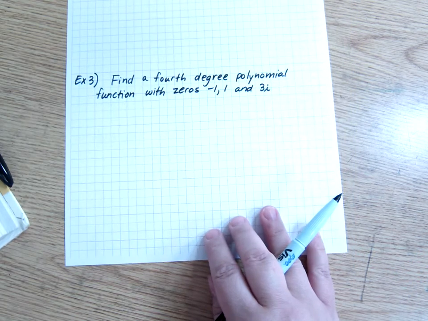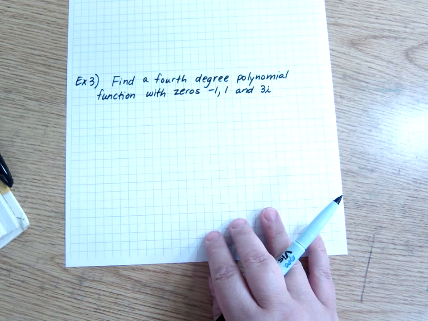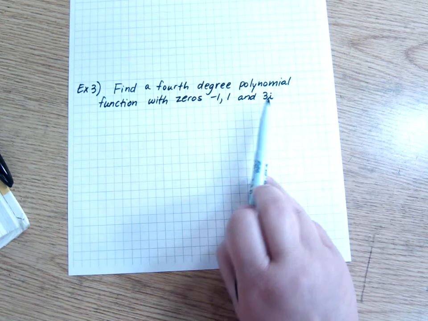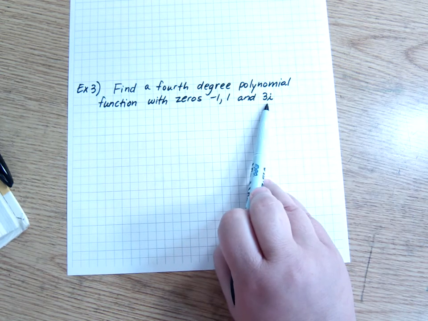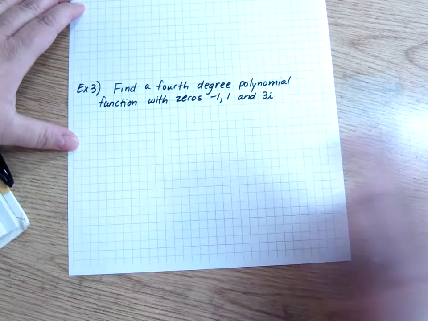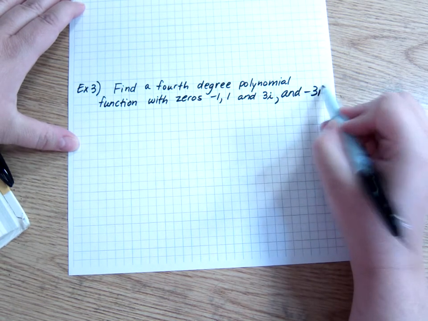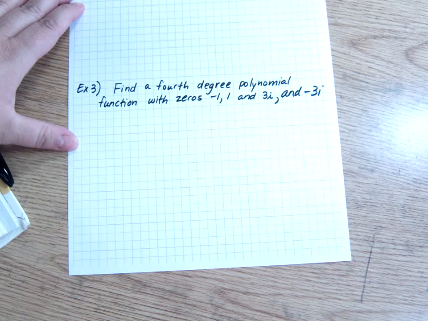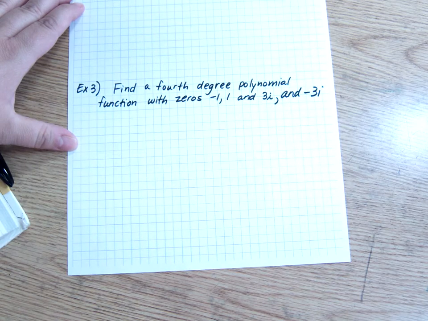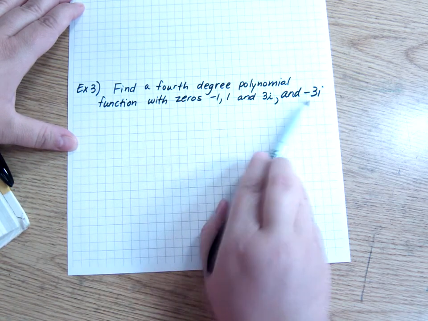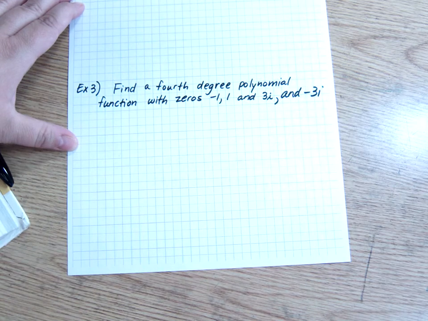This is going the opposite way. This is taking some roots and writing a polynomial from them. Okay, so first of all, I know that if I have an imaginary root, then its conjugate is also a root. So the fact that 3i is listed means I can say, and negative 3i also has to be a root. Just automatically I can add that. So if it's going to be a 4th degree polynomial, there's my 4 roots. That's all of them. Okay?